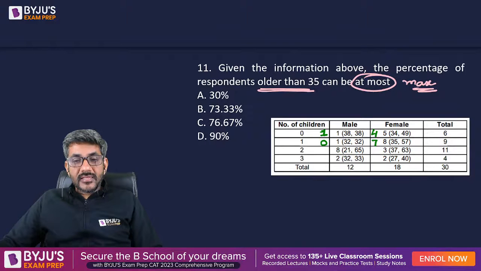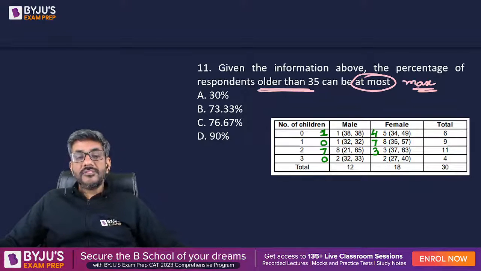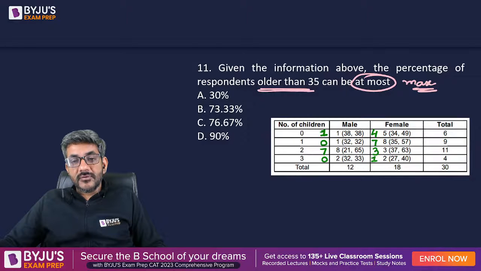Here, 8 people are there, one is 21. All others can be above 35 because maximum is 65. So 7 people I can have here. Out of these 3, all 3 are definitely above 35 because minimum is 37. These 2 people, they both are below 35 because one is 32, one is 33, right? And these 2 people, one is 27, one is 40. So definitely one is below 35, one is above 35.